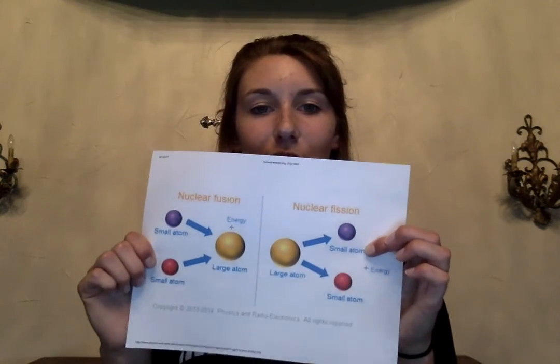Fission is the splitting of an atom. The separation of the atom releases heat energy that in turn energizes water molecules into steam and is then channeled to turn a turbine. This is an example of fission.